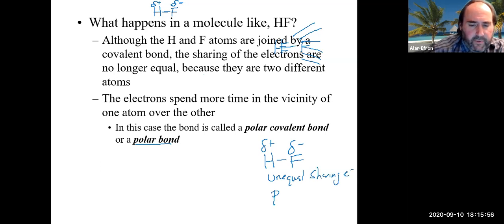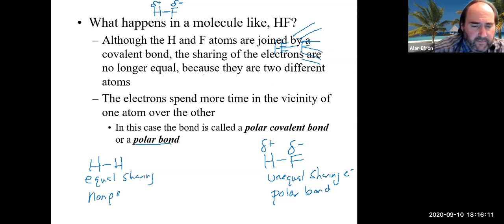Is known as a polar bond. Most people will just call it a polar bond. And that is different than our two hydrogens, where we have equal sharing of electrons. And this is what is sometimes referred to as a nonpolar covalent bond. Or most people will just call it a nonpolar bond.